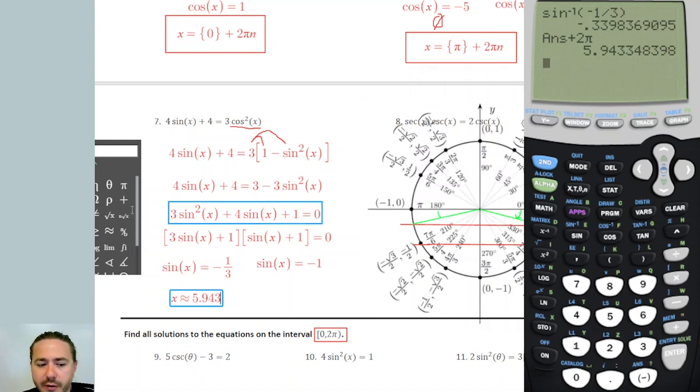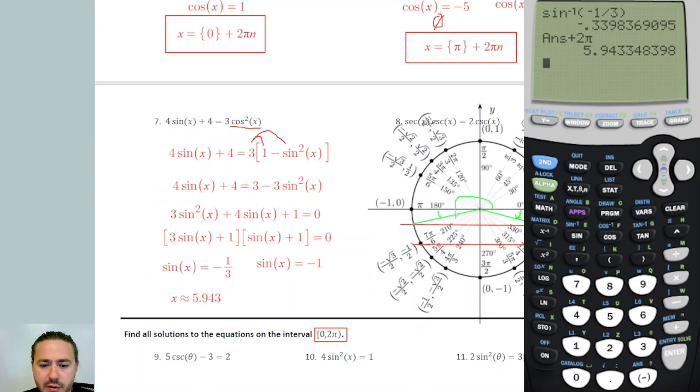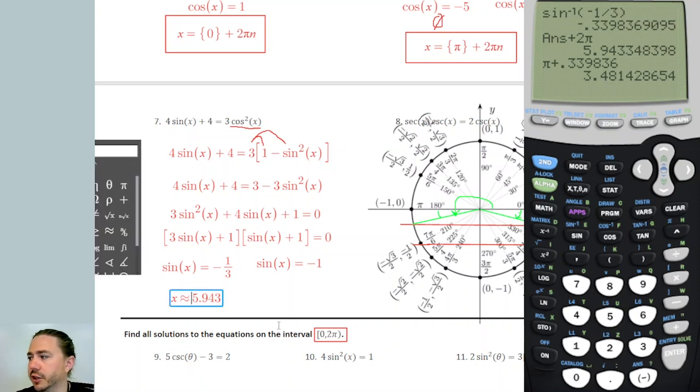Because this angle right here, what we really want is two angles. We want this one, and then the one we already got, which is this one. So this one is going to be pi plus this 0.3398 that we had before. Just get at least 3 or 4 decimals in there. And we'll hit enter, and so there we go. Some number that's just barely above pi. Looks good. So that's going to be my other solution here, about 3.481. Those are going to be my two solutions on that interval.